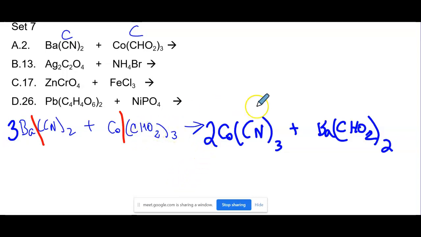Okay, and I have 3 and 2 CHO2, so CHO2 can be treated as a group. It makes it a lot faster to balance. So I'm going to put a 3 here and a 2 here. Then I want to check to see if cobalt and barium worked out. Now that I have 6 CHO2s on each side and 6 CNs on each side, I can see that I have 3 bariums on the right and 3 bariums on the left, 2 cobalts on the left, 2 cobalts on the right. Everything is balanced.